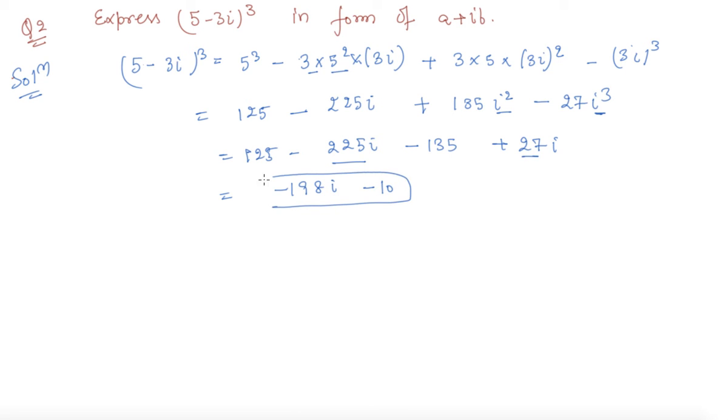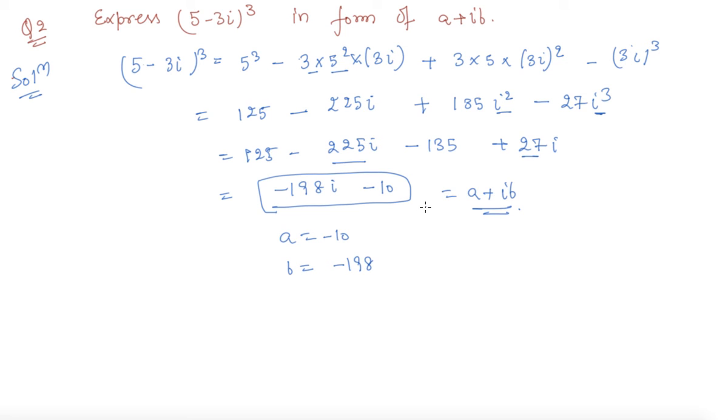So this is the answer, and a here is minus 10 and b here is minus 198 by equating this with a plus iota b. Students, these types of questions might come in the exam where you have to express this into the form of a plus iota b. These are based on simple identities that we have discussed so far.